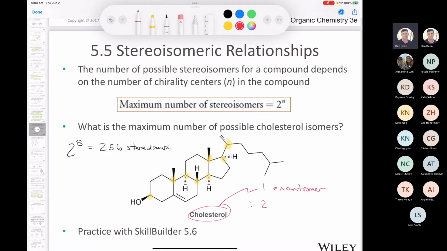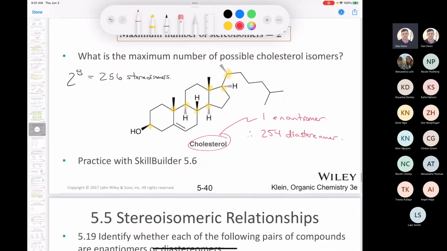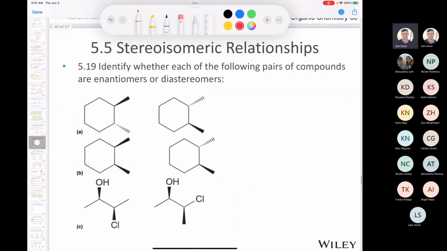Therefore, it will have 254 diastereomers. Right? You've got one cholesterol, one enantiomer, so that's 2. Everything left over is going to be a diastereomer. And again, I think it's pretty remarkable that the human body always ends up synthesizing the correct stereoisomer. Pretty neat. All right, excuse me.